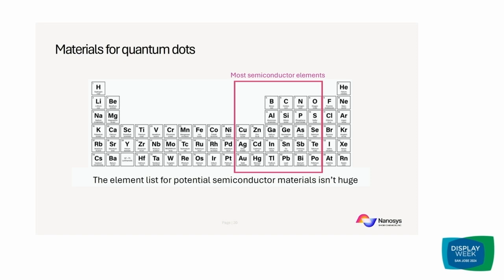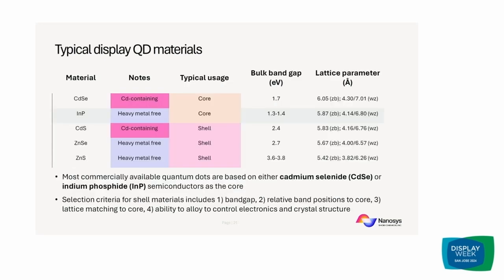But if you consider the periodic table, there's actually a fairly small zone in which those elements can be recombined to make semiconductors. So this is essentially the palette which we are able to work with when we're designing the materials that we want to work with. The 2 key players out there today are cadmium selenide and indium phosphide.